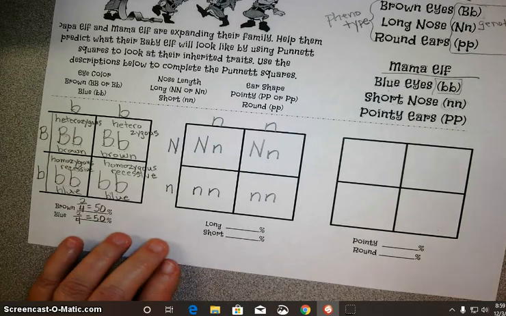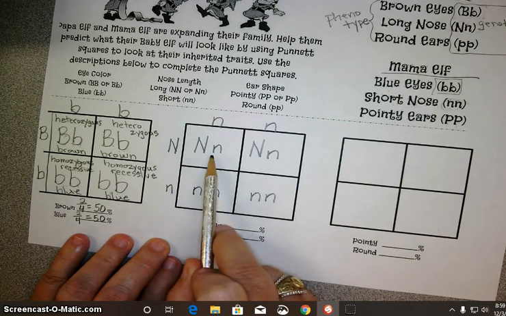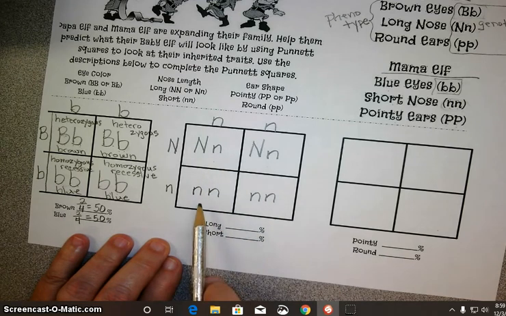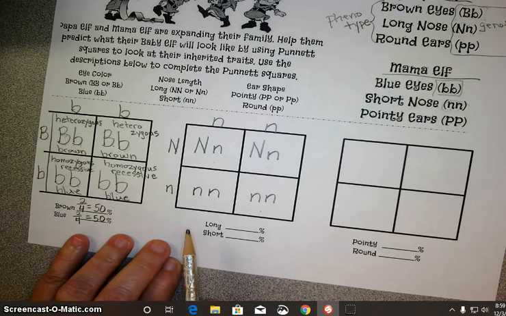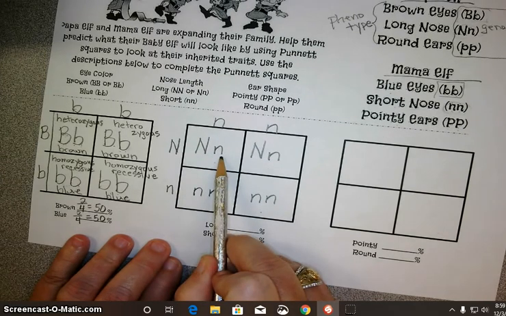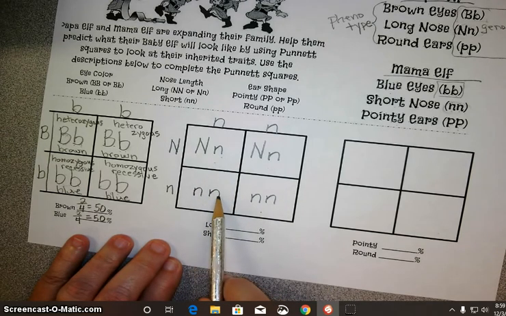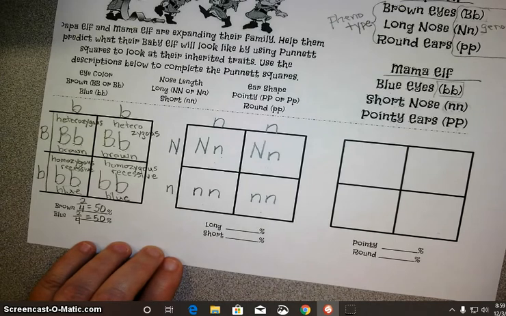Now I want you to fill in the phenotype. Is this particular elf going to have a long nose or a short nose? And I want you to do that for each of these. And then I want you to go back and decide, is this genotype heterozygous or homozygous? Is this genotype heterozygous or homozygous? And then if they are homozygous, I want you to decide, is it dominant or is it recessive? Stop the video and do that now.